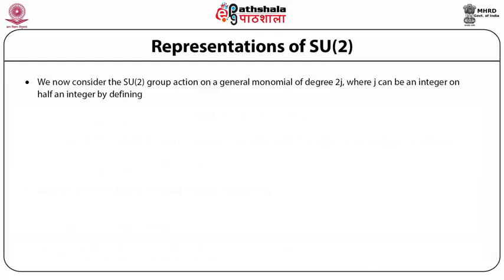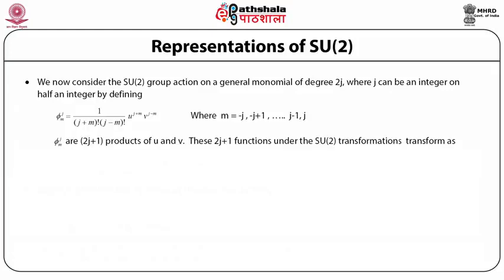And by defining this phi jm with m varying all the way from minus j to j, in steps of 1, that is, m takes the values minus j, minus j plus 1, up to j, such that, for example, if m is equal to minus j, then your monomial is v to the power 2j. And when m is equal to j, then it is u to the power 2j. The phi jm then are 2j plus 1 products of u's and v's.